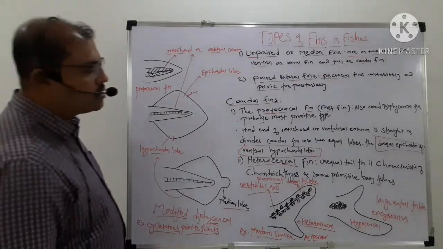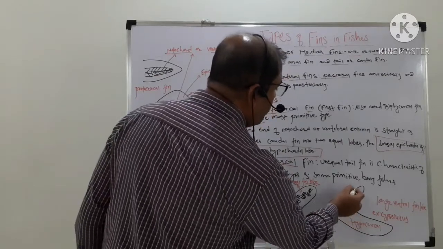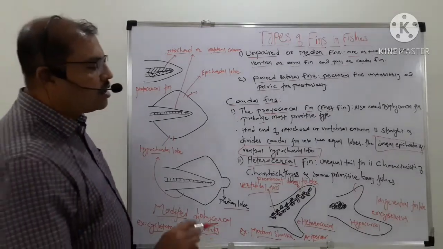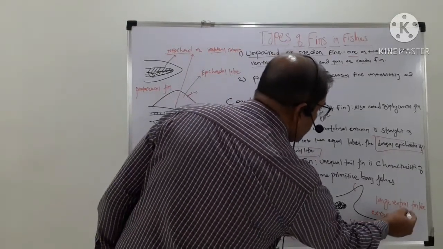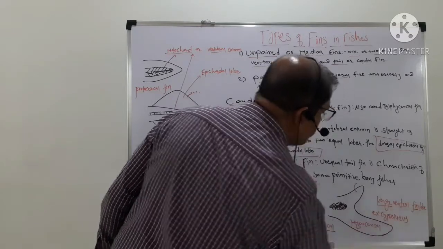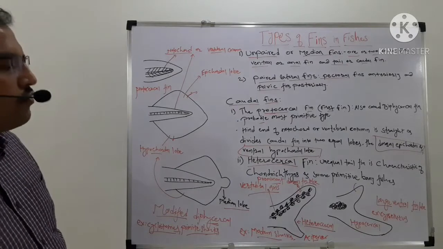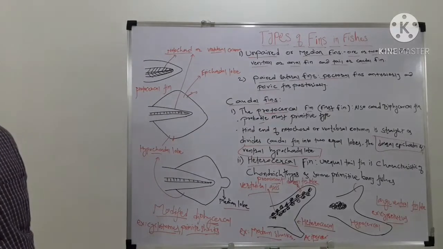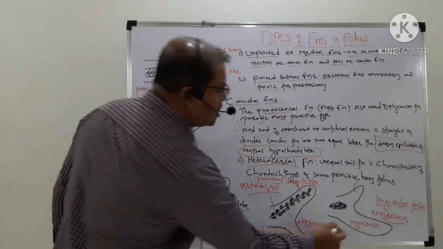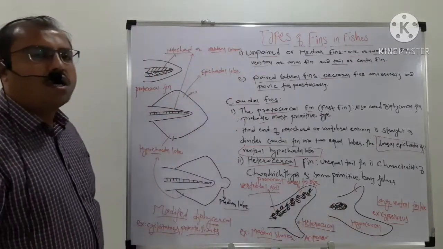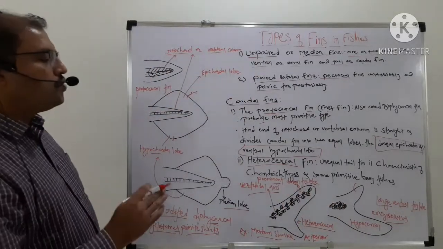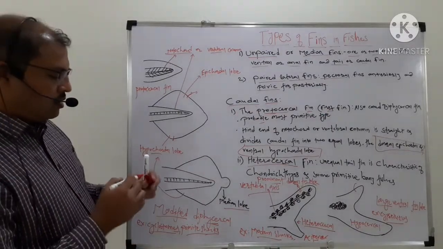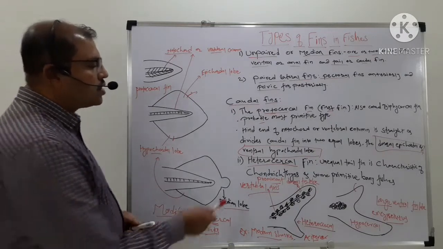In the second structure, the upper epicaudal lobe is small compared to the lower hypocaudal lobe, which is elongated and long, giving a large ventral fin lobe. The example is the flying fish, Cypselurus. It is commonly called the flying fish, and it has an elongated lower hypocaudal lobe that gives support while gliding in air. So this is about the heterocercal fin.